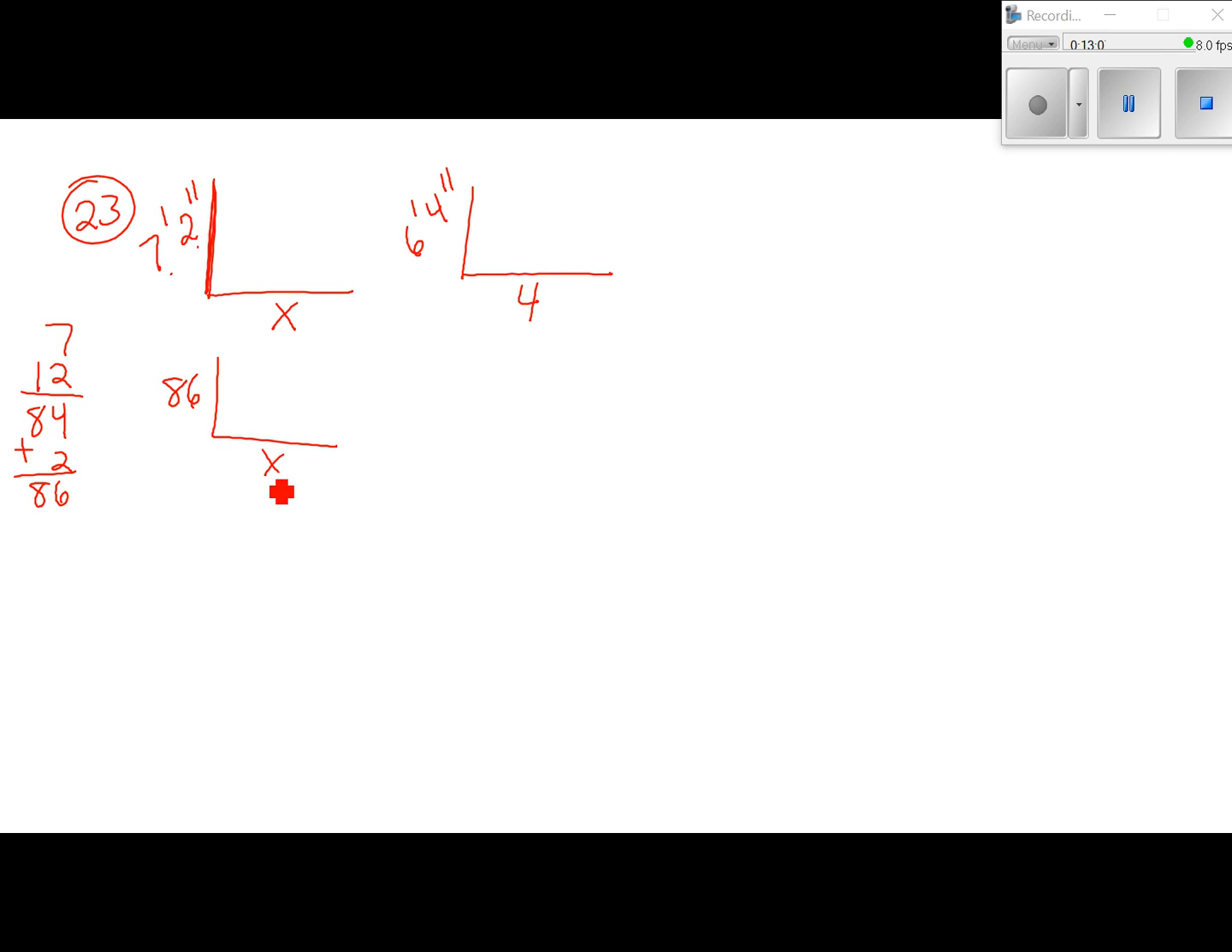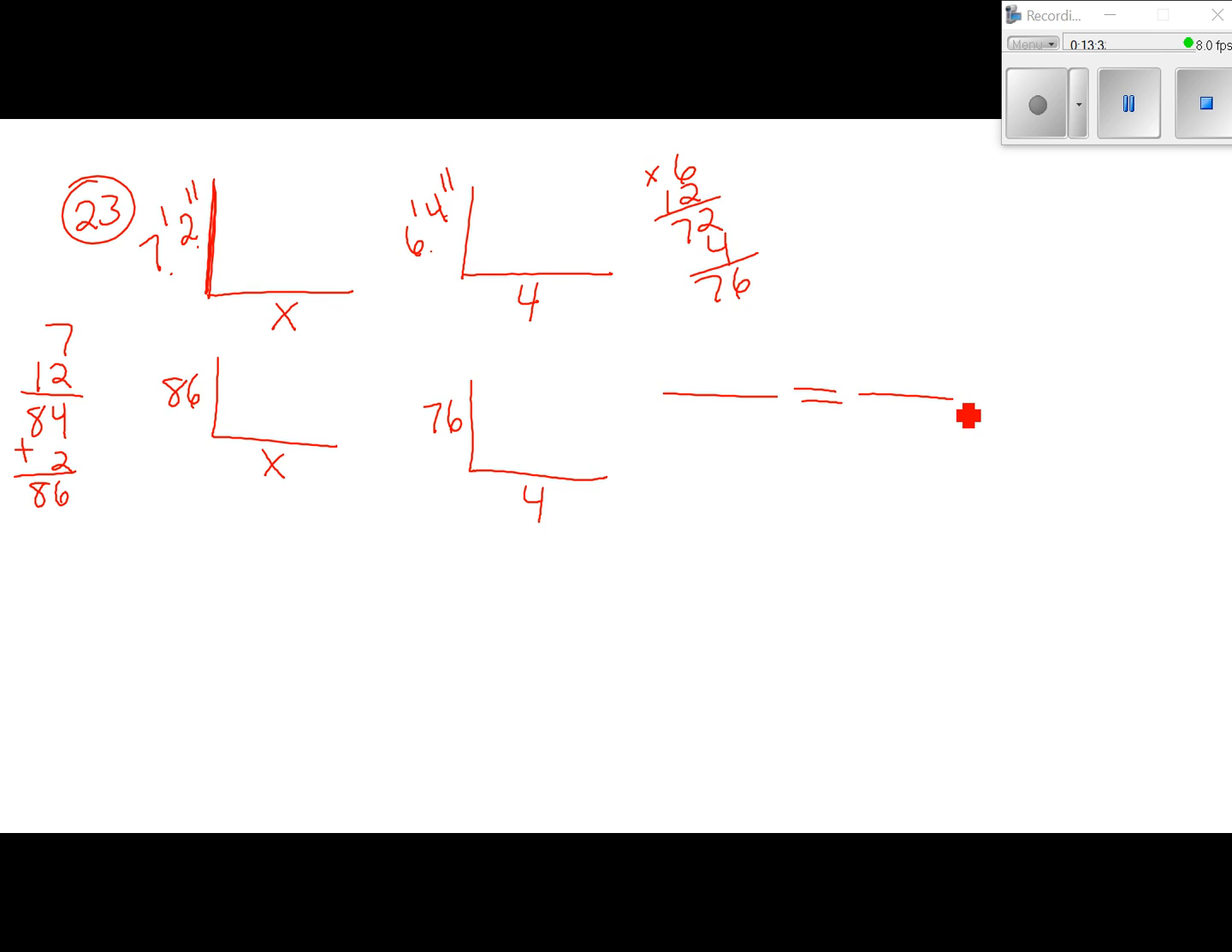And her shadow, we still don't know. Over here, I take 6 times 12. That gives me 72. And then I add on the extra 4 inches. That's 76. So the Peck lady is 76 inches tall, and her shadow is 4 feet. Now we can set up a proportion and solve it.